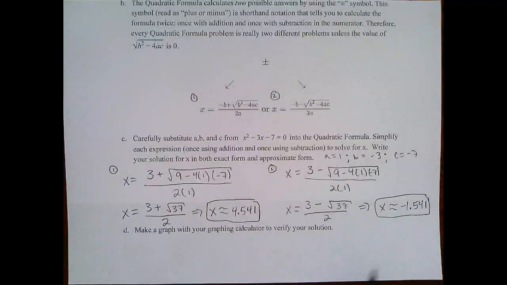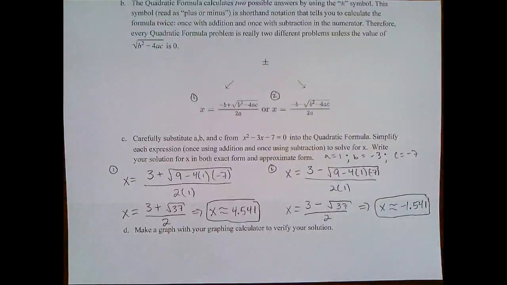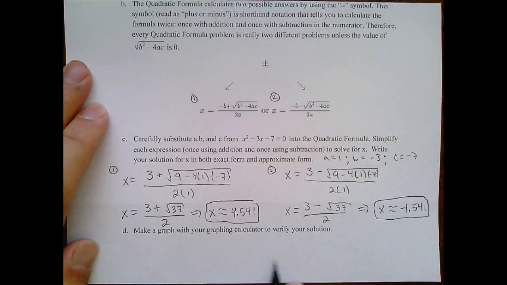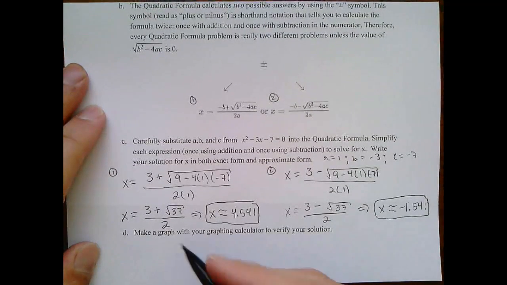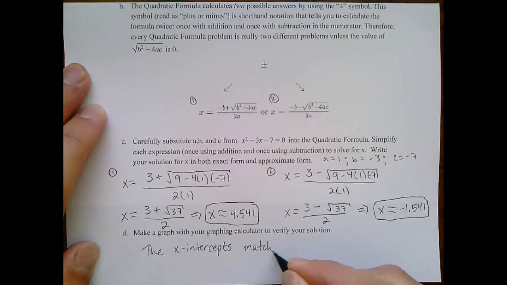So when you do the quadratic formula and you find out what x is, you're actually finding the x-intercepts. It could be a fast way to do it instead of doing factoring or doing things with the zero product property. So then make a graph with a graphing calculator to verify the solution. The x-intercepts, we can write the x-intercepts match part C.